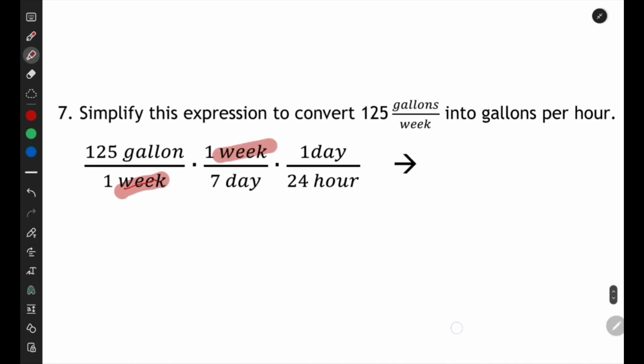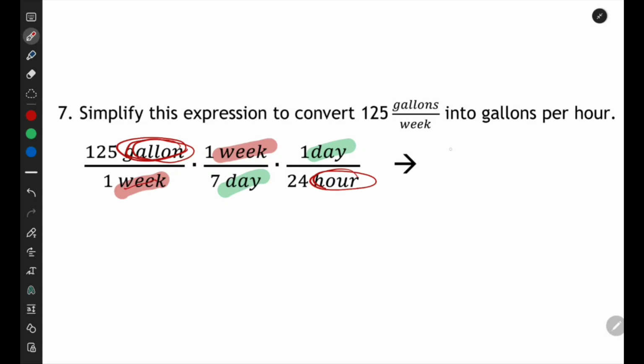Now I put the 1 week in the numerator and the 7 days in the denominator. And then I did the same thing to get rid of days. I know that 1 day is the same as 24 hours. So I brought that giant one in. And we can see exactly what happens, right? All of our units are canceled except we're left with the units of gallons in the numerator and hours in our denominator. So we know what units we're talking about.